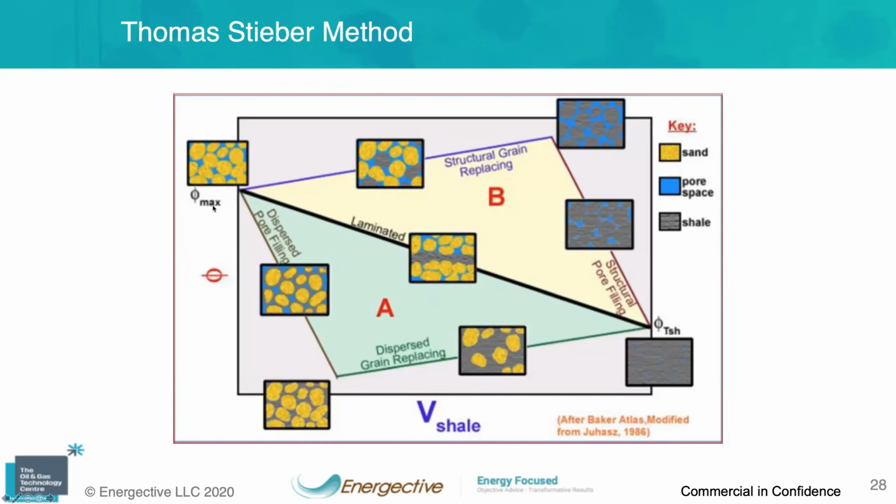So you're trying to define the differences between dispersed clays like this, where the clay is in the pore space, and structural clays, which is where the clay has replaced the grain, versus laminated, where we have thin shales in between good sand. And these have been found around the world to produce, when you can find them, very good rates, and usually very low water cuts.